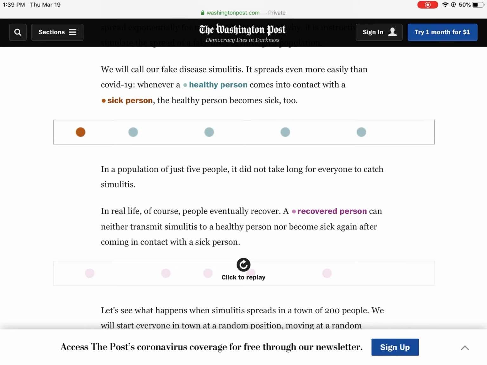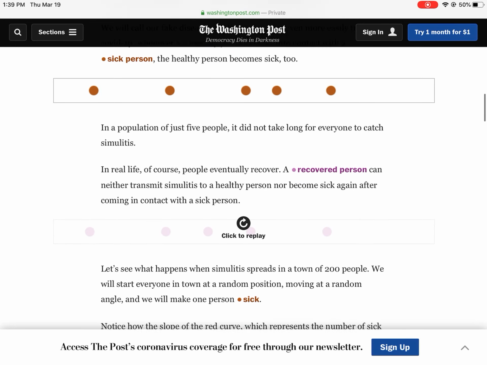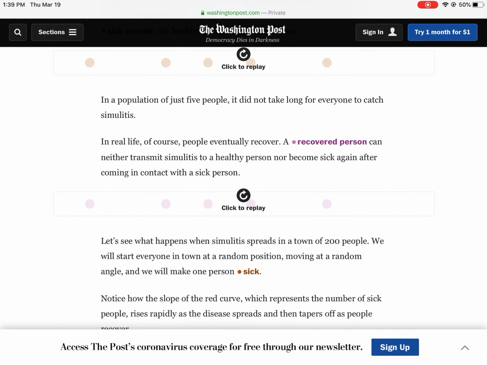So take a look here, just like this. You see the brown dot infects the gray dot, which turns it brown, which then in turn infects other people. So this is the simulation. But people don't only get sick, they also recover. So in this next little slide, you can see how people get sick, but then after a while they turn purple, indicating that they are now recovered and are no longer transmitting the disease.